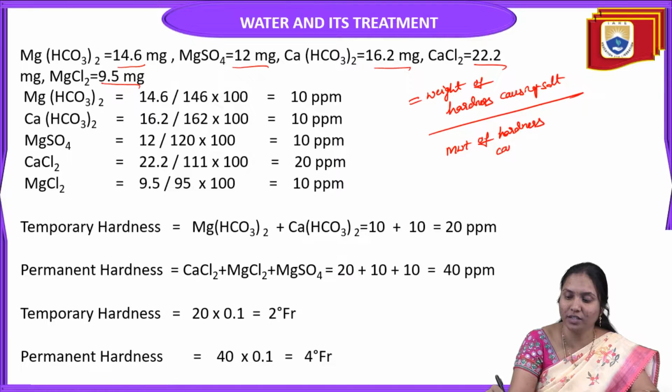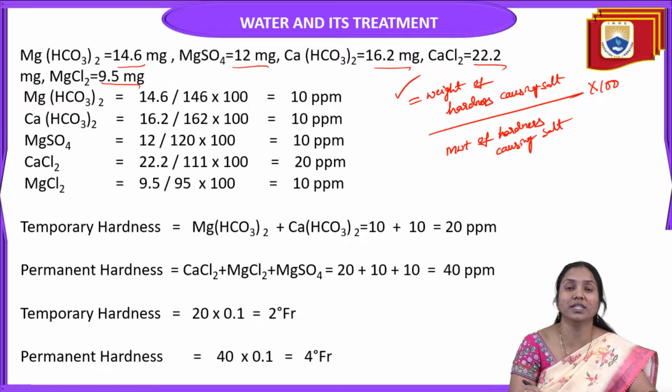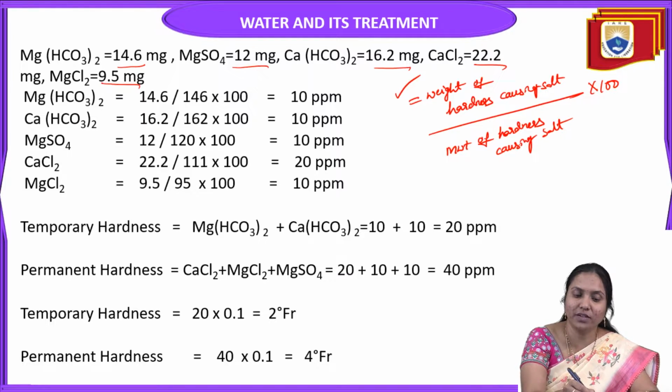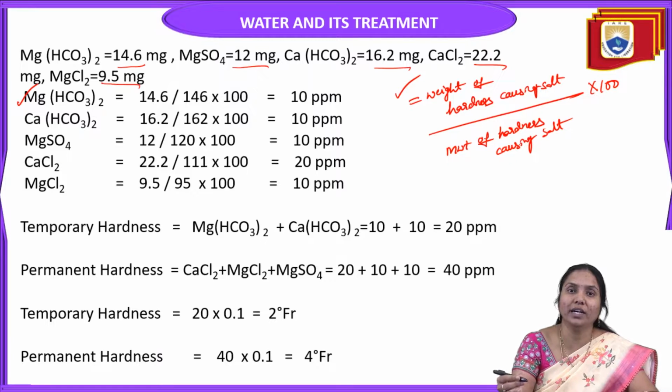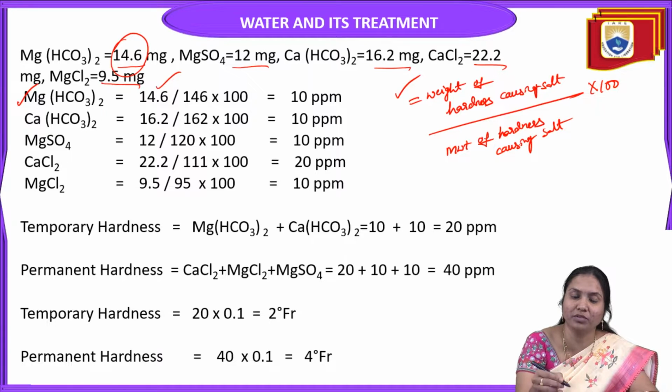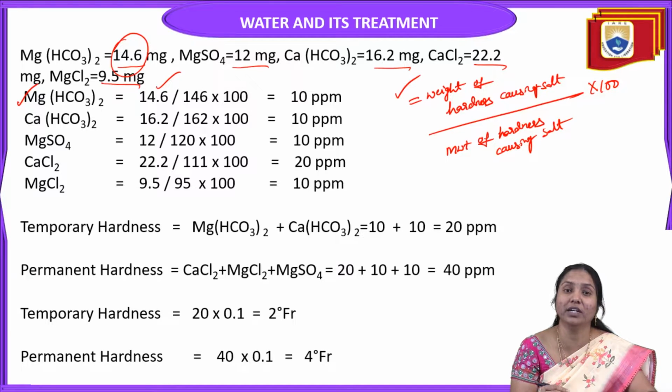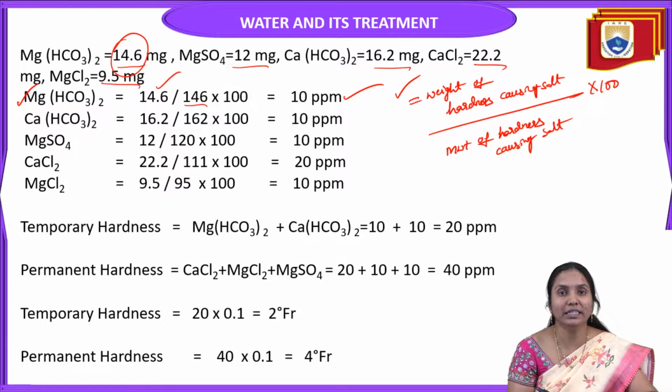Weight of hardness causing salt divided by molecular weight of hardness causing salt, multiplied by 100. By using this formula, we can convert all the hardness causing salts into CaCO3 equivalent. First is magnesium bicarbonate. The weight of magnesium bicarbonate is 14.6, and its molecular weight is 146. So 14.6 by 146 into 100 is equal to 10 ppm.